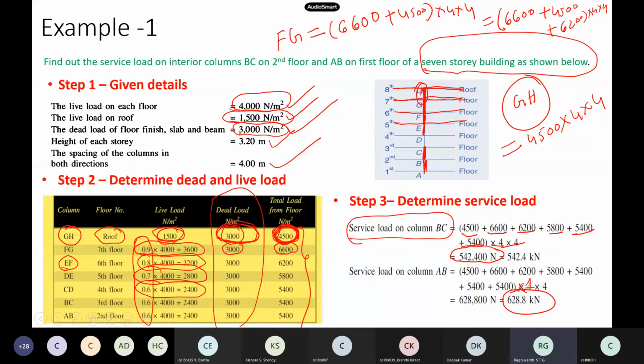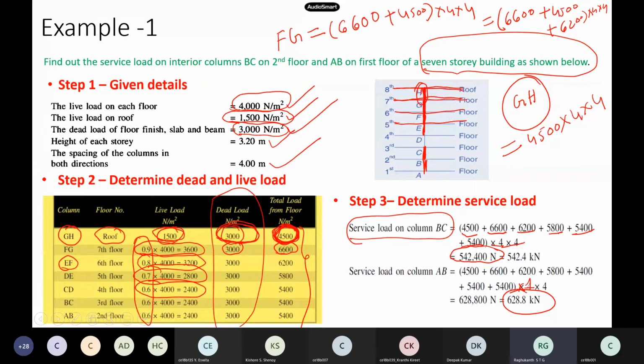The code says you can reduce, to be more economical, because the probability that all the loads will be imposed at the same point of time is low. So you have this reduction. Okay, is it fine? How to calculate live load? The imposed loads are the total loads.